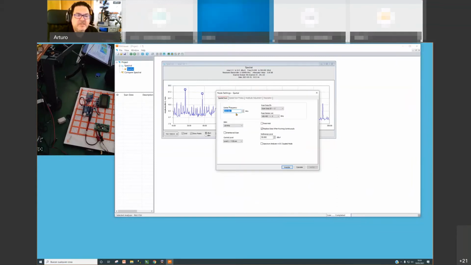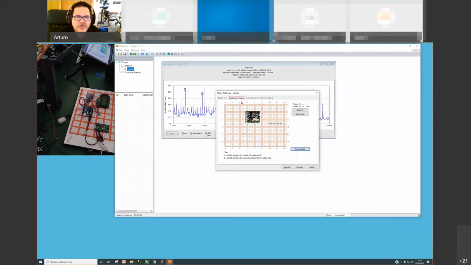And in the spatial node, you can introduce any frequency, or you can introduce some of the frequencies we have found. From this scan data, I have detected 32 and 64 megahertz, the two frequencies with the circle. I'm going to select 32. I will be interested in finding where the signal is in my PCB at this frequency.